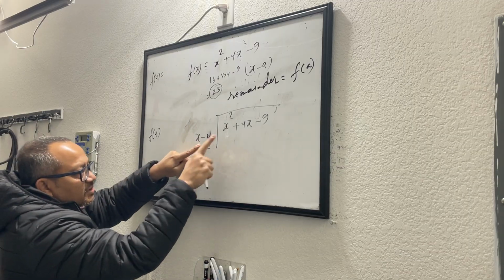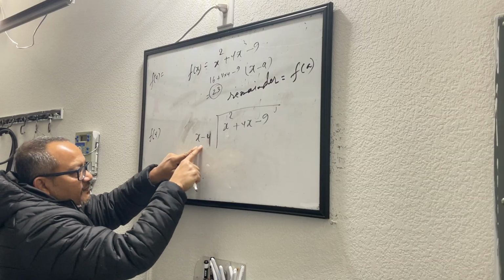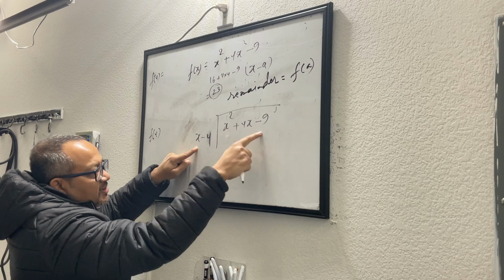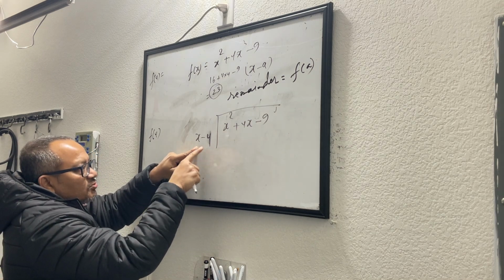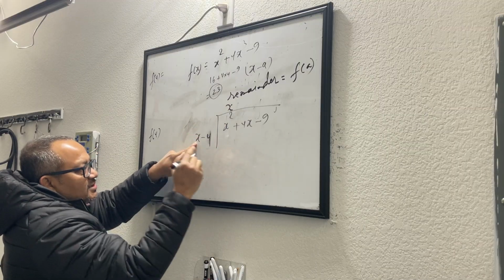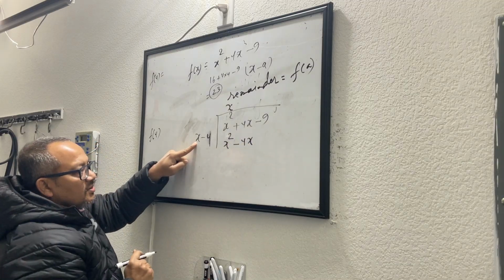If I had to divide this by x minus 4, as we learned in the last class, our first goal is to go in order so that we keep knocking off the highest power of the variable. So what we can do is multiply this by x, so that gives me x squared minus 4x. Okay?